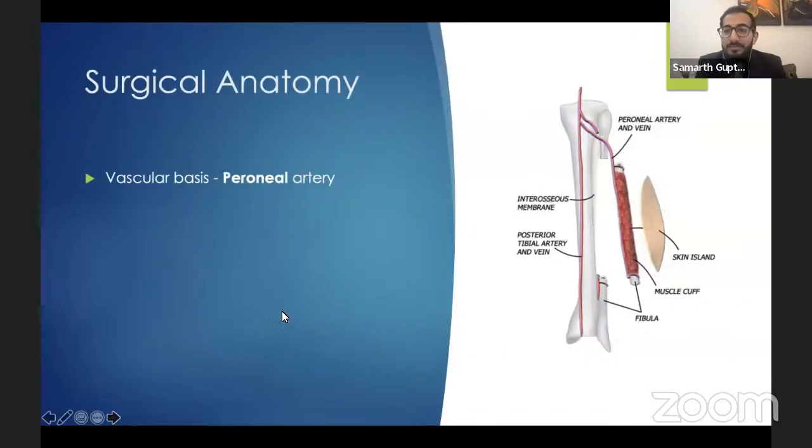So what is a free fibula flap and where does it derive its vascular supply? The vascular supply, as you can see in this diagram, comes from the peroneal artery, which comes from the popliteal artery. We are going to take part of the fibula, and you can see it's covered by a muscle cuff, the FHL muscle, the flexor hallucis longus, and the skin island, which also derives its supply from a perforator that arises from the peroneal artery. So the bone, the muscle, and the skin island are based on the peroneal artery and vein, and we harvest this flap on this vascular pedicle.